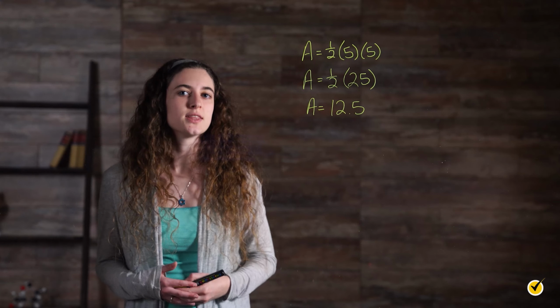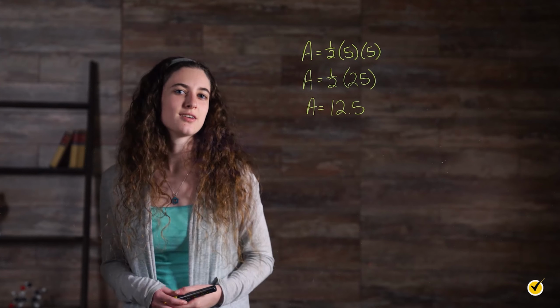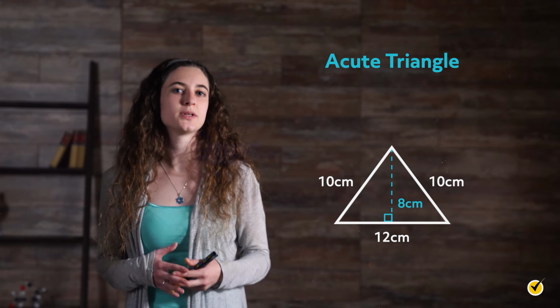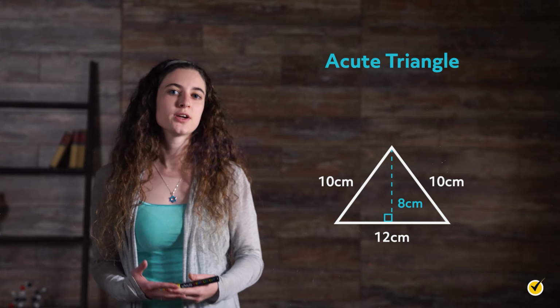All we have left to do is find the area of acute and obtuse triangles. Let's start with an acute triangle. Note that the height is always perpendicular to the base. From here, we can find the area.